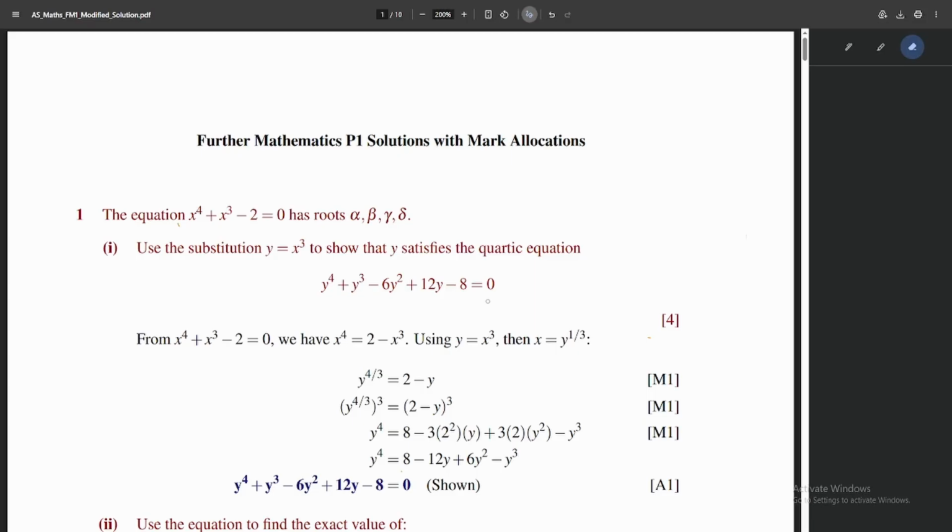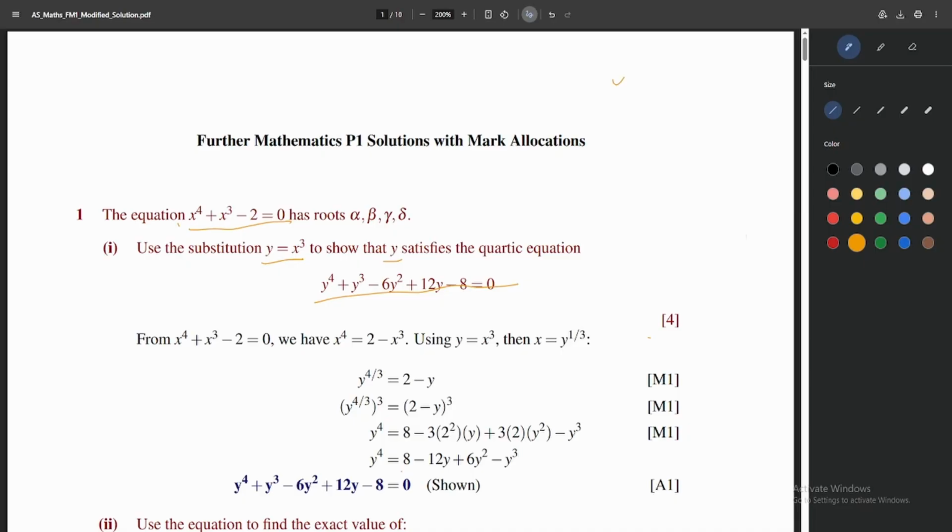So our first question is a roots of polynomial question. Over here we are given a quartic equation, and we are asked to use this substitution to show that y satisfies this equation. So basically this is transforming this quartic equation to another quartic equation. So how do we do that?